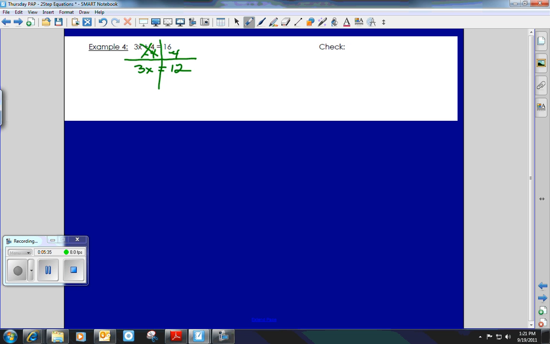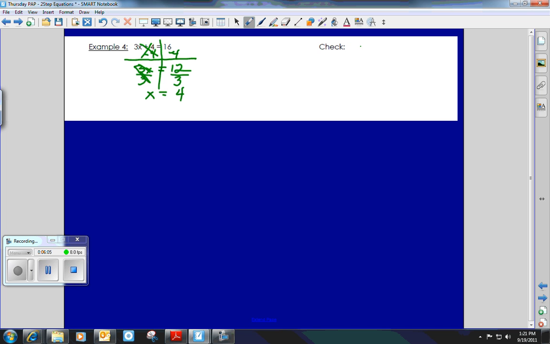Okay, so now I'm down to 3x equals 12. That's a multiplication equation, 3 times x. So the opposite of that is dividing. So I'm going to divide by 3 over here. Remember, you have to use the number that is on the same side with x. I can't use 12 to divide with. I have to use what is being done with x, and x is being multiplied times 3. So I divide by 3 on both sides. 3 divided by 3 is 1. That leaves me with x on this side and 4 on that side.